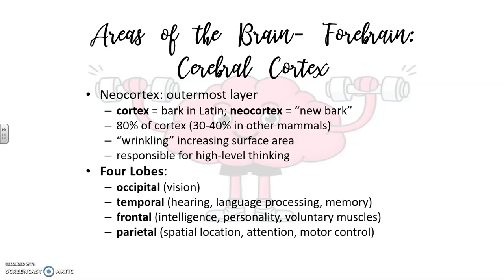If you're musically inclined, tempo. If you aren't so musically inclined, think tempura shrimp: when you bite into it, it's very crunchy. You can hear that crunch. And that's over by your ears. Frontal lobe, and then parietal lobe.